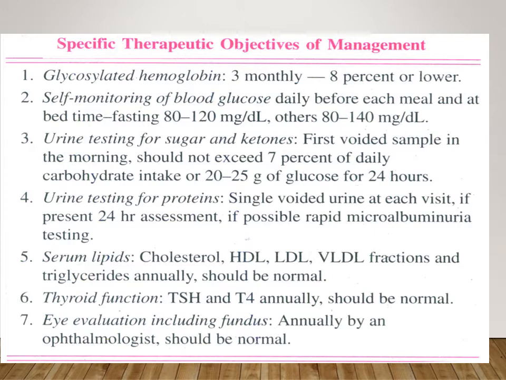Urine testing for proteins, single voided urine each time. If present, 24-hour assessment, then we go for rapid microalbumin testing. Serum lipids, cholesterol, HDL, LDL, VLDL fractions, and triglycerides annually should be normal. Thyroid functions, TSH and T4, annually should be normal. Eye evaluation including the fundus annually by the ophthalmologist should be normal. So these are the seven specific therapeutic objectives of the management of diabetes mellitus.